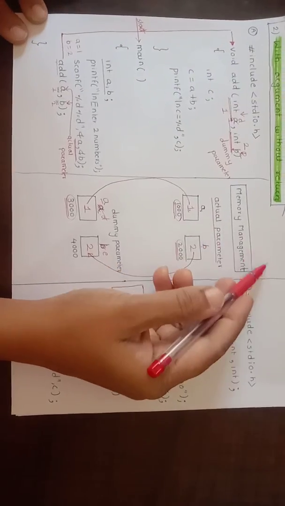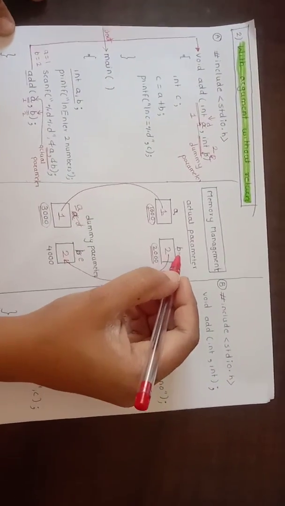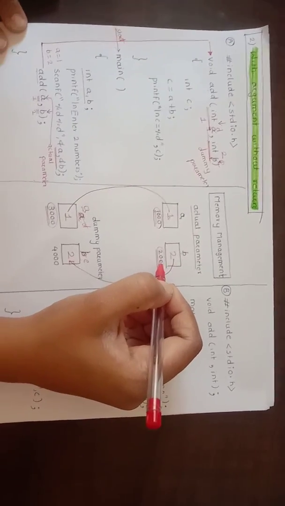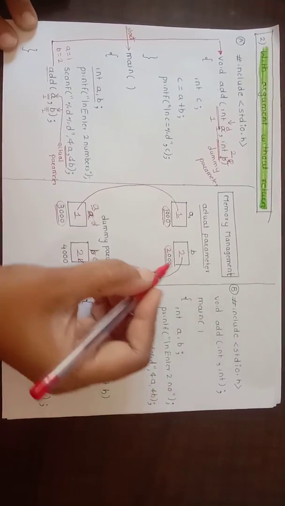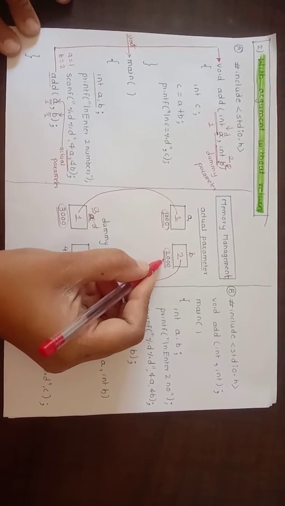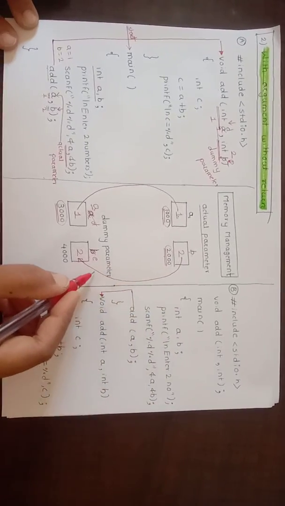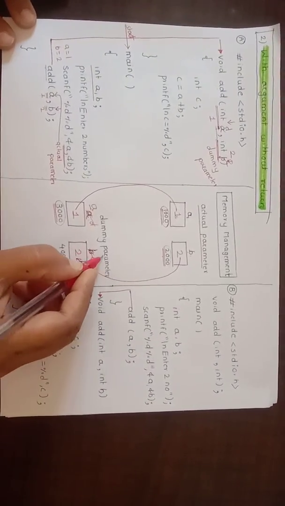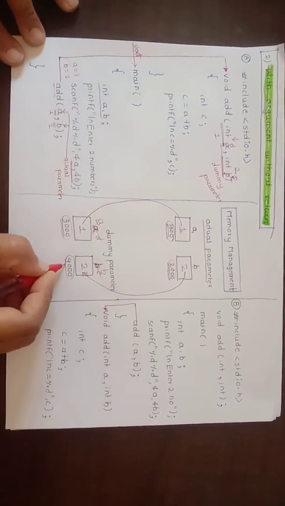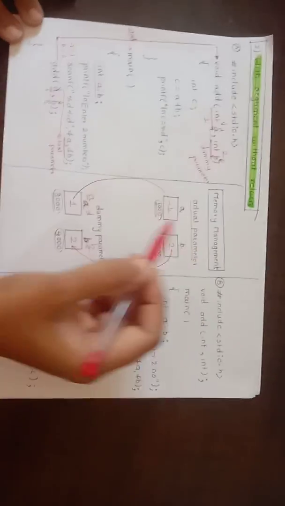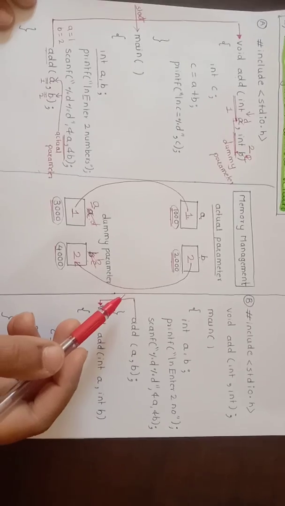So this a is different, this a is different. This b has value 2, and the memory assigned for that is 2000. Now we are just passing this b value to another b variable, which is stored at memory location 4000. So this a is different, this a is different, this b is different, this b is different.